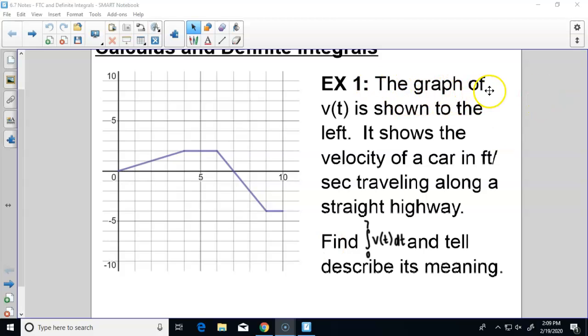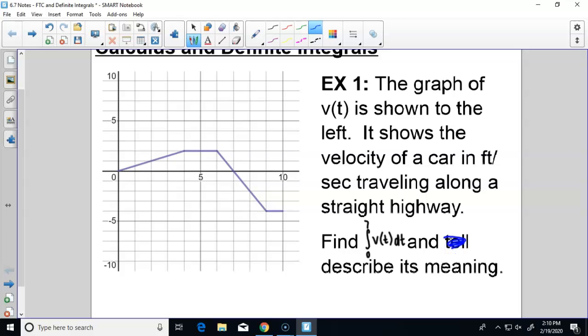So the graph of v of t is shown to the left. It shows the velocity of a car in feet per second traveling along a straight highway. Find the integral from 0 to 7 of v of t dt, and it should just say describe its meaning, not tell describe its meaning. So you can put that there.